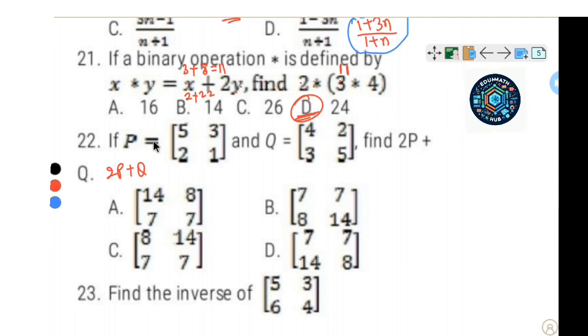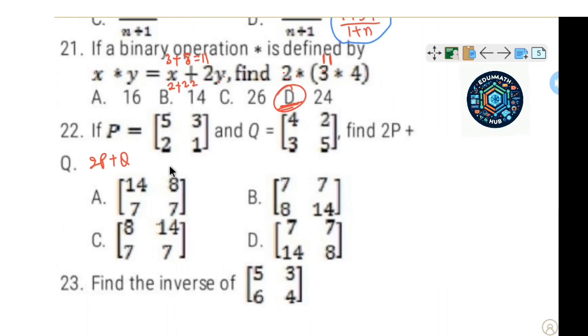So for example, if you want to add p and q, you can add 5, which is in the first position here, with this 4. You can say 5 plus 4. You can say 2 plus 3. You add according to the position where they are located. But what we want to do in this case is find 2p first.